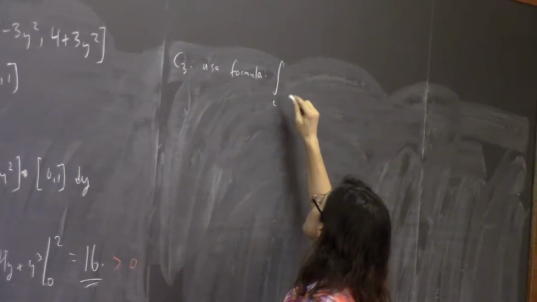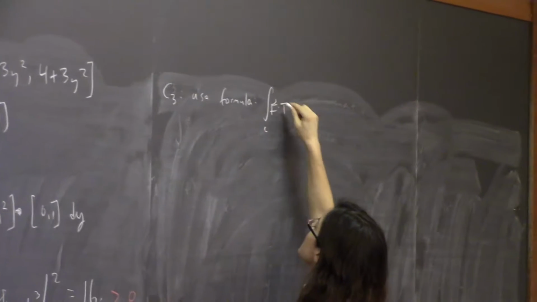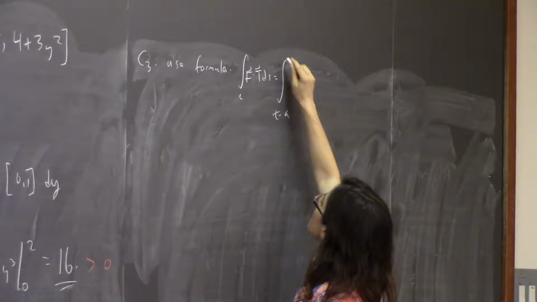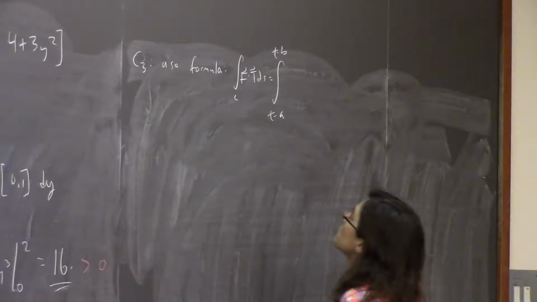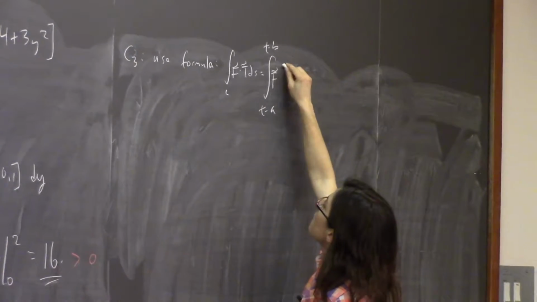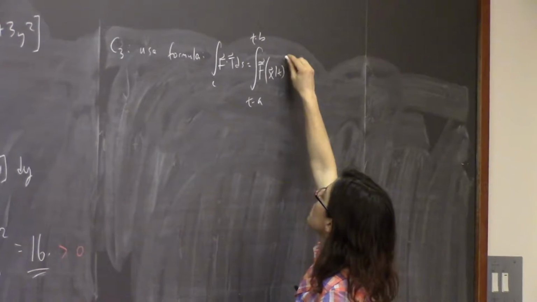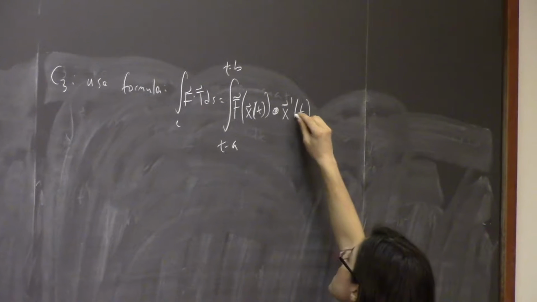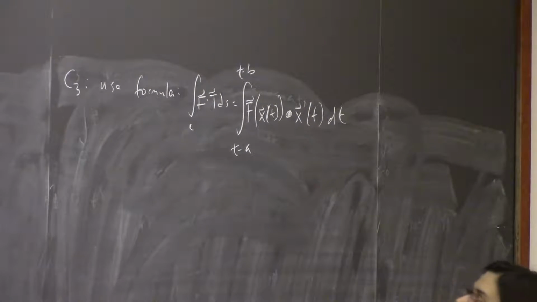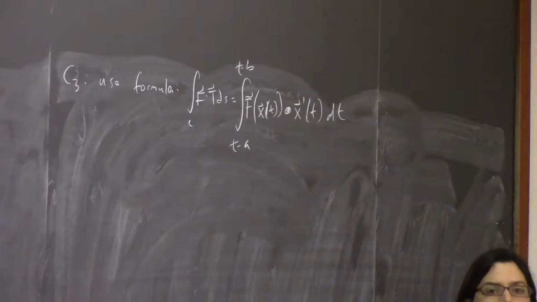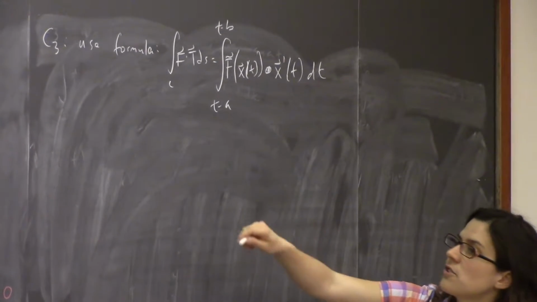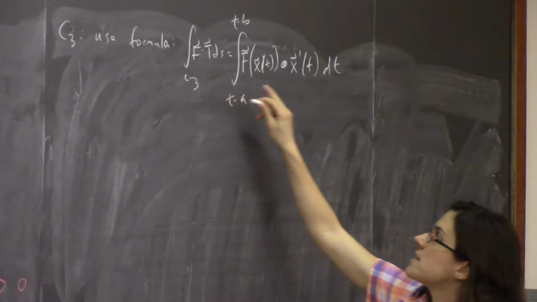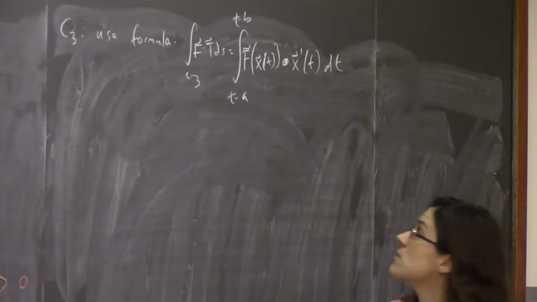So the integral over C of f dot t ds is the integral from t equals wherever you care about at the beginning to t equals whatever you care about at the end of f of x of t, your parameterization, dot x prime of t, your tangent vector, or your velocity vector, dt. So in order to integrate along C3, we're going to have to set up this thing. So let's do the parts.